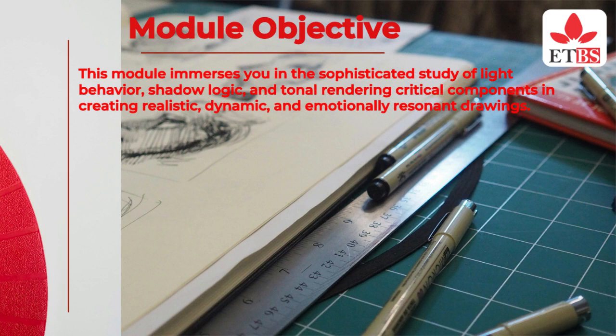Module Overview. This module immerses you in the sophisticated study of light behavior, shadow logic, and tonal rendering, critical components in creating realistic, dynamic, and emotionally resonant drawings. The purpose of this module is to train artists to observe and replicate how light interacts with form and space, and how tonal gradation can suggest depth, volume, material, and atmosphere. Mastery of this module allows artists to breathe life into their drawings through the illusion of light and space.